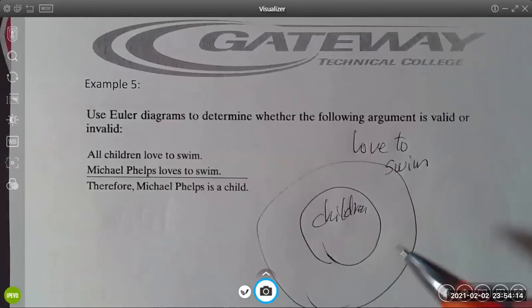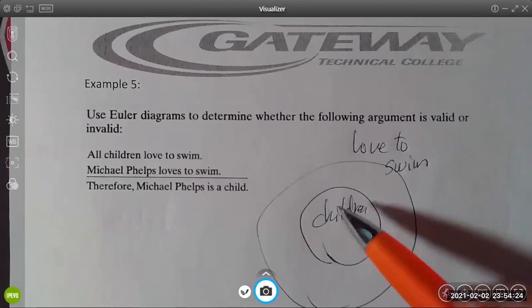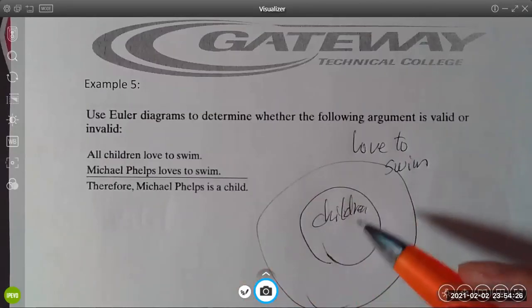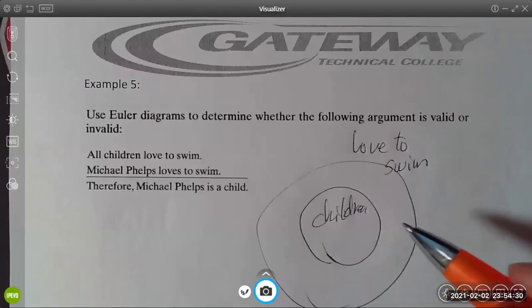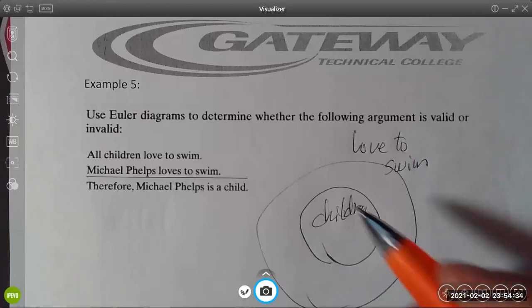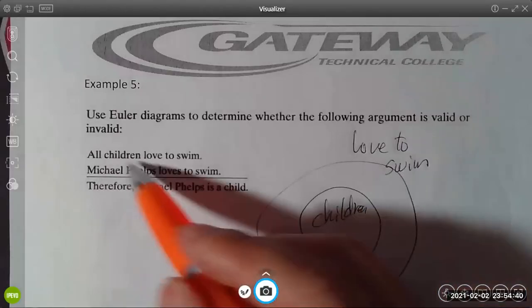Now second one, Michael Phelps. And people who are not too young will know this person for sure. He won a lot of golden medals from Olympics. So a swimmer, Michael Phelps, loves to swim. This is a single person, not a set. One single person. When we draw in Euler diagram, we just use a single dot to represent that instead of a circle.